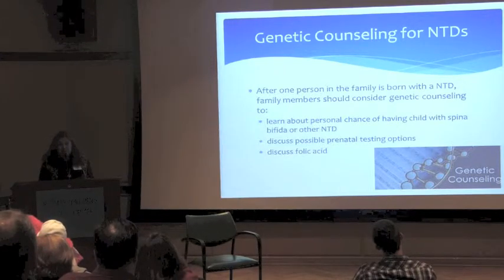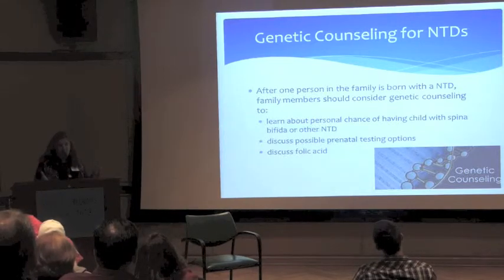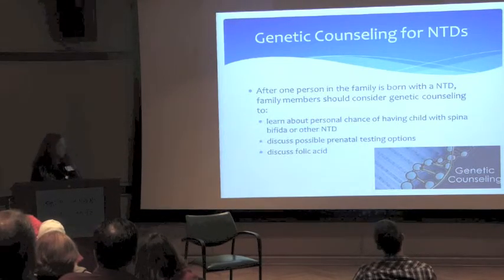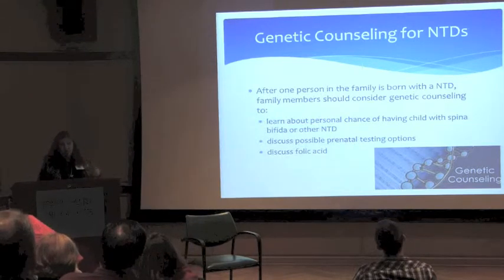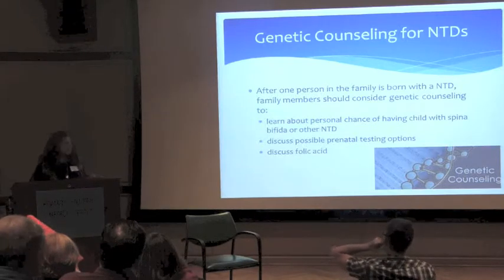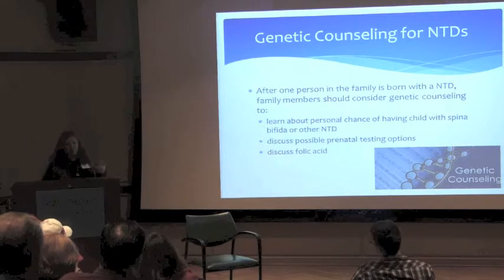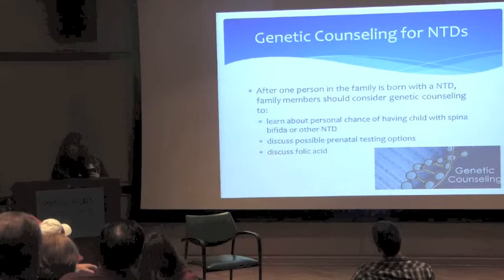So we'd like to see you after a baby's born. We have more information about the baby when the baby's here, that the baby just has spina bifida. There's not any other problems we're concerned about, so we can give you accurate recurrence risk information. As a part of that, we also will usually take a pedigree because that also affects what recurrence risk we would give you. And of course, prenatal diagnosis and folic acid are part of that discussion.